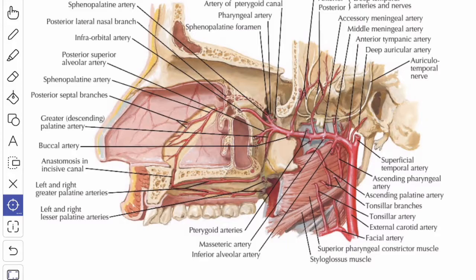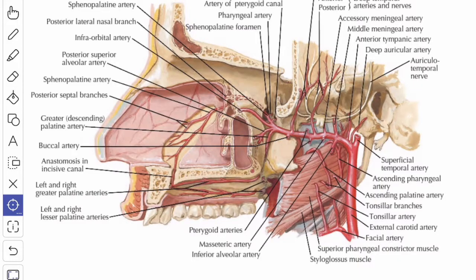The branches of the artery supply the mucous membrane of the roof of the mouth and the adjoining gums, and while in the greater palatine canal, it gives rise to the lesser palatine artery. The lesser palatine artery passes through the foramina of the corresponding name and supplies the soft palate and the palatine tonsil.